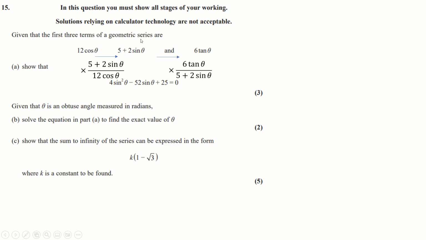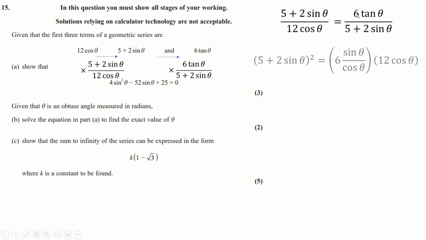Now, if this is a geometric series, then the thing that you times by every time is the same, so this must equal this. Okay, and now we can cross multiply, and I've also written tan as sine over cos, which is convenient because this cos will cancel with this cos, and we'll get this. I've also expanded this out on this side over here to get, remember it's this bracket times itself, so it's 25 plus 10 sine theta plus another 10, and so on.